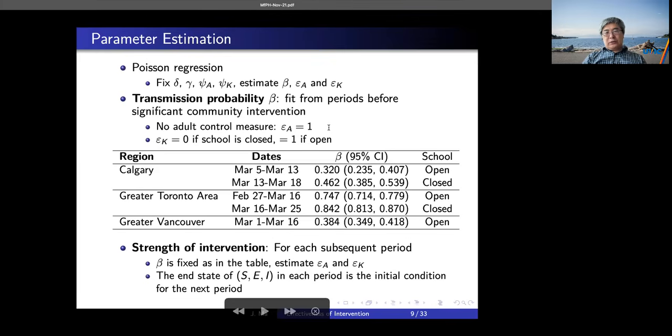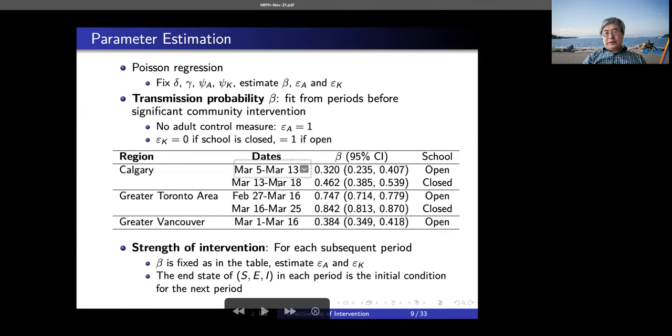Because no adult control measures were put in place in that period, epsilon A would be 1. And for kids, either the school in some regions is closed, so there would be no kids contacts and epsilon K would be 0, or the school would be open and epsilon K would be 1. So the only thing that we don't know in the first period is the transmission probability beta. So we can just fit beta from the period before significant community interventions were implemented.